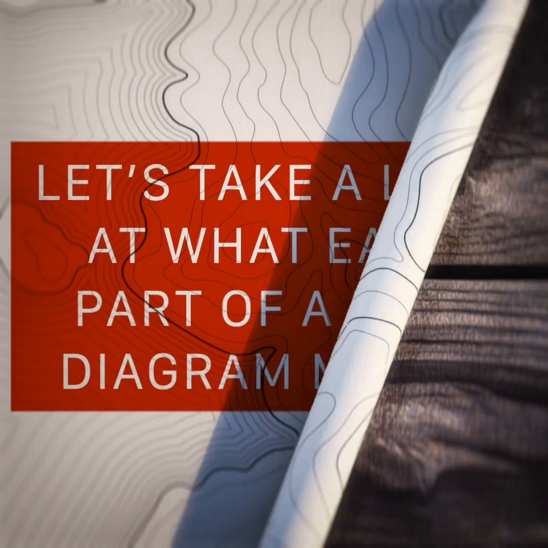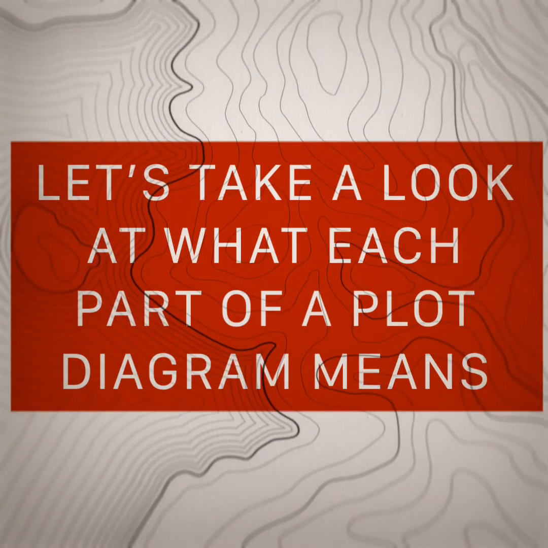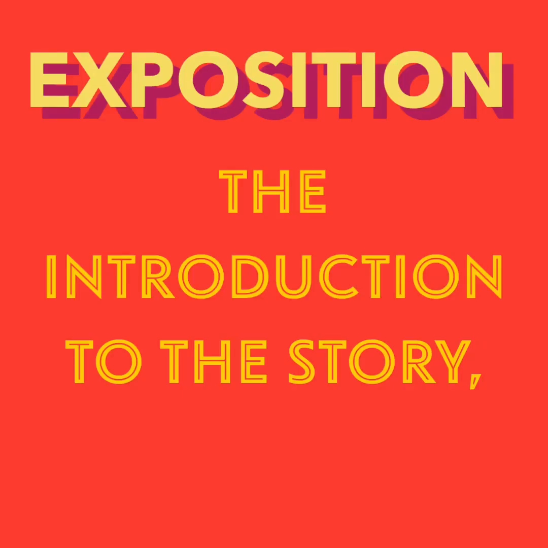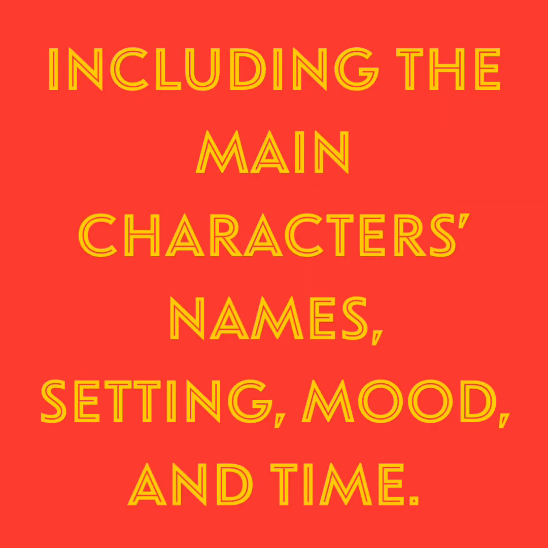Now, let's take a look at what each part of a plot diagram means. Let's use the Pixar short film Lifted to help us better understand the components to build a plot diagram. This will help us understand the plot of the film. The exposition is the introduction to the story, including the main characters' names, setting, mood, and time.